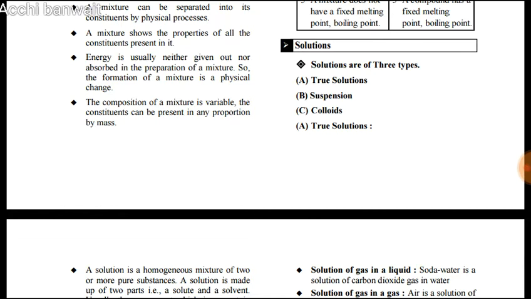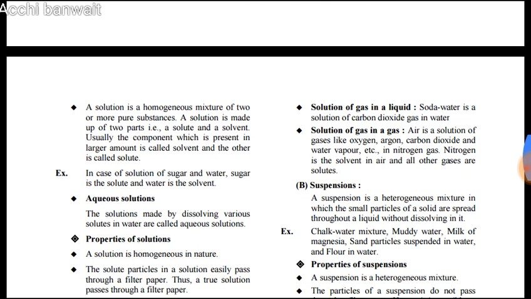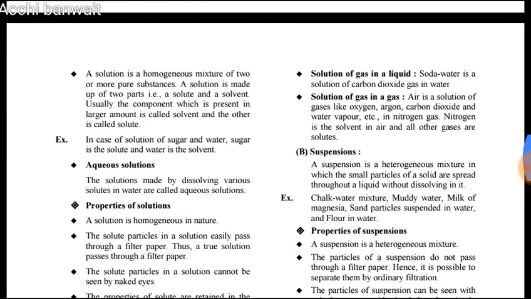From solutions. So solutions are of three types: true solutions, suspension, colloids. So first understand true solutions. A solution is a homogeneous mixture of two or more pure substances. A solution is made up of two parts, that is solute and a solvent. Usually the component which is present in large amount is solvent and the other is called solute. In case of solution of sugar and water, sugar is the solute and water is the solvent.